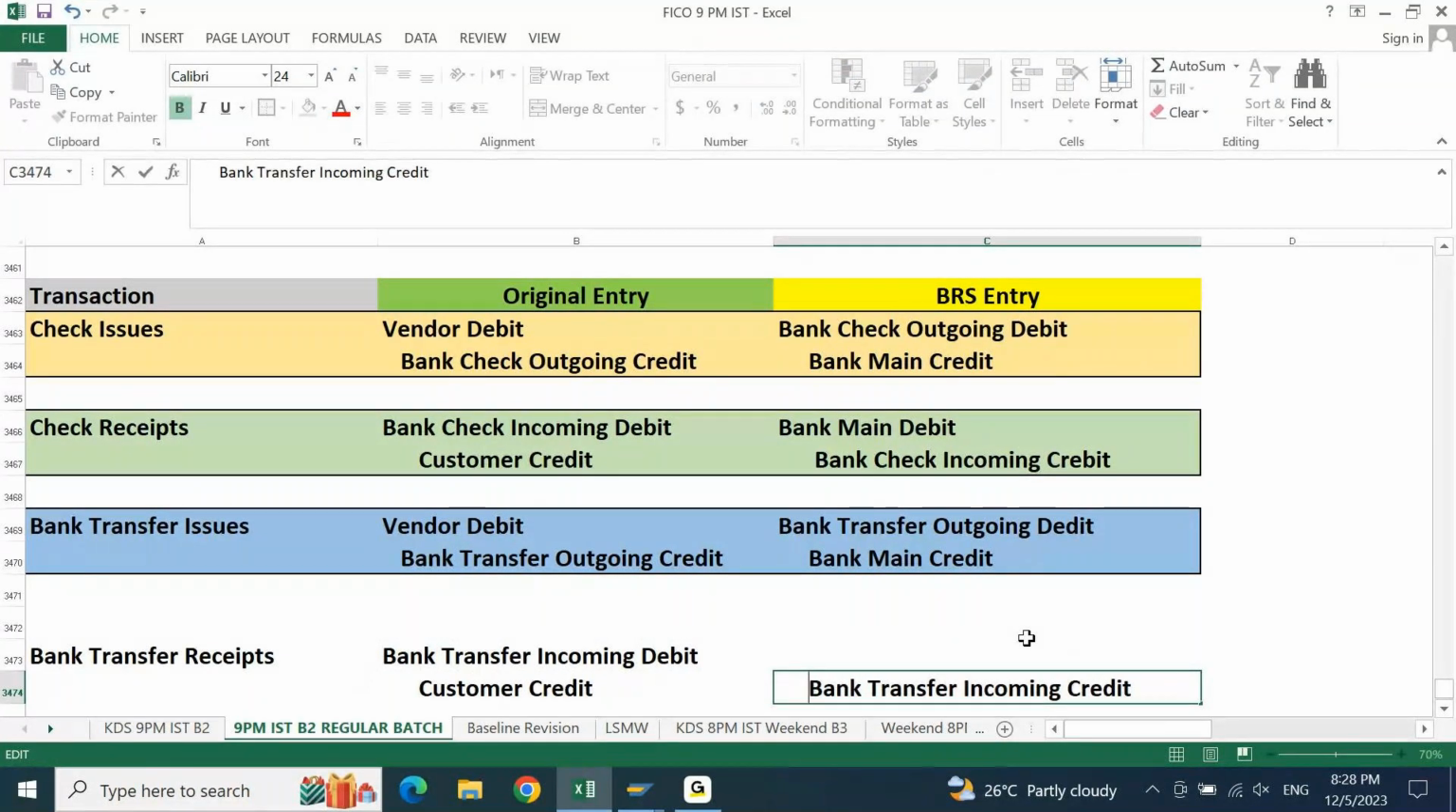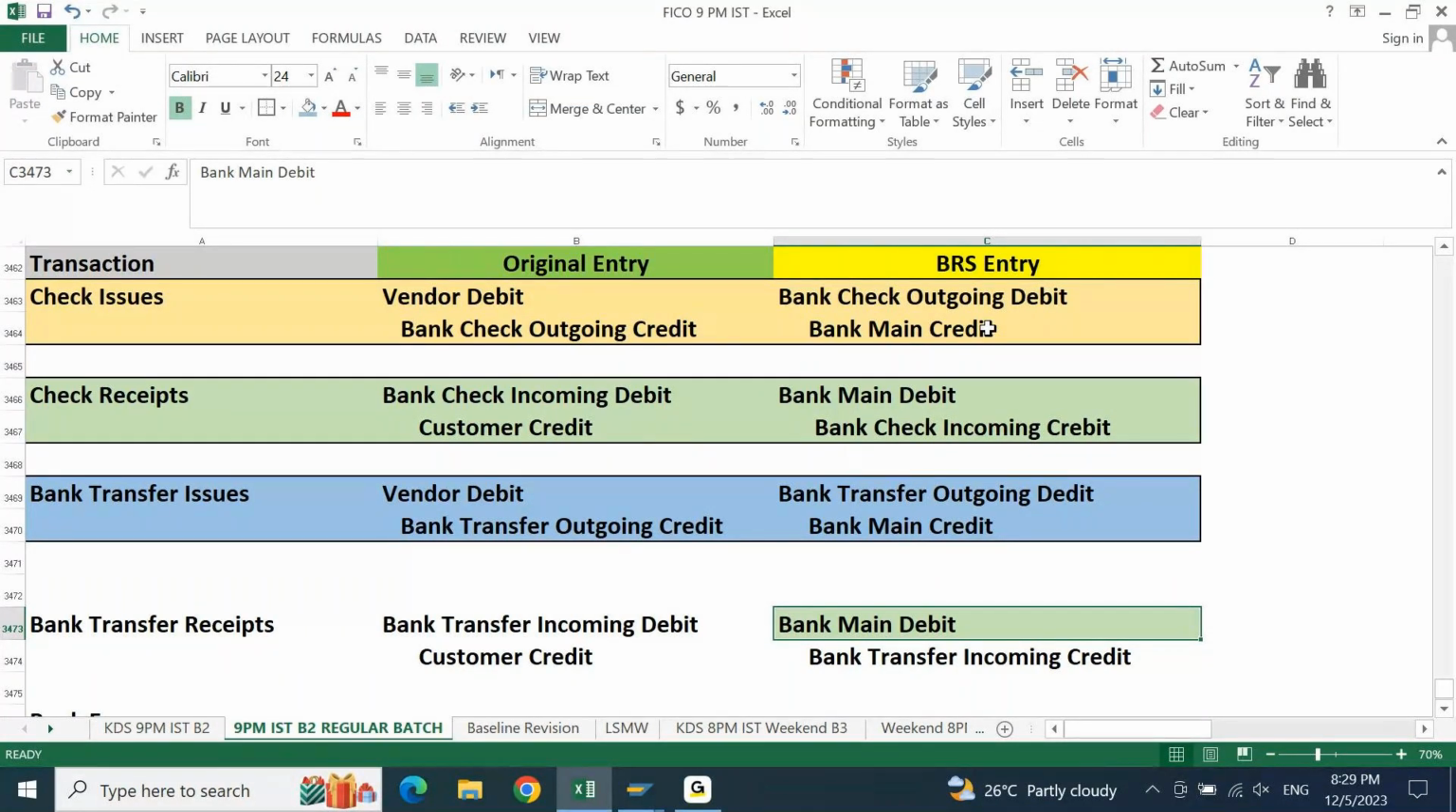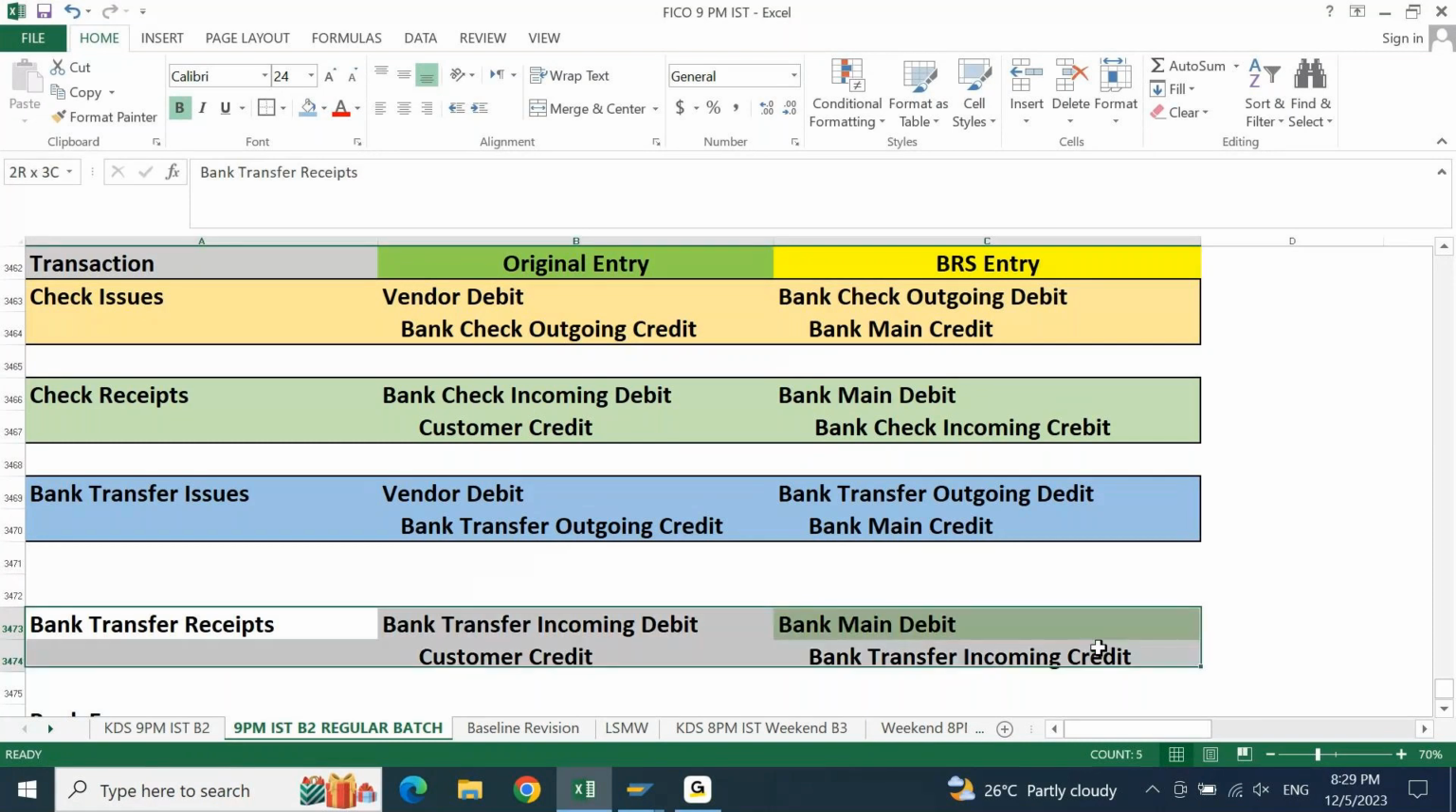Now, if it is credit, my main bank account will be on the debit side. One leg is always the main bank account in your BRS entry. If you see everywhere, either debit or credit is always the main account. Only one account is fluctuating, that is your sub account. Same thing here also. I will put a table. I'll put a different color here.